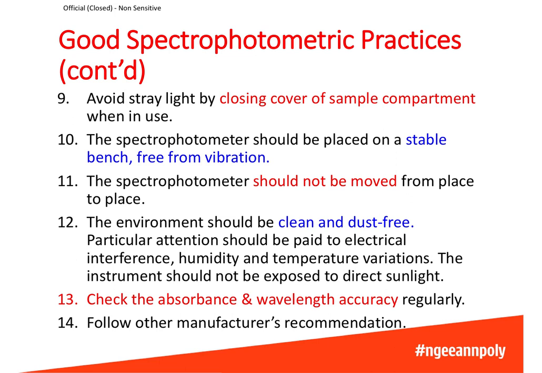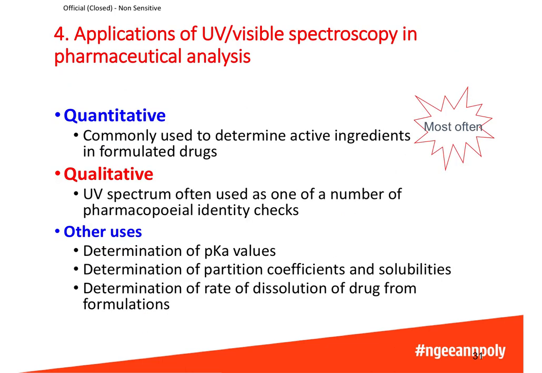Spectrophotometers also contain electronic components such as the detector. So to ensure that the electronics are working properly, we need to avoid electrical interference, humidity, as well as temperature variations. The instrument should also not be exposed to direct sunlight, which can heat up the equipment. The instrument should also be calibrated regularly, and any other manufacturer's recommendations should be followed.